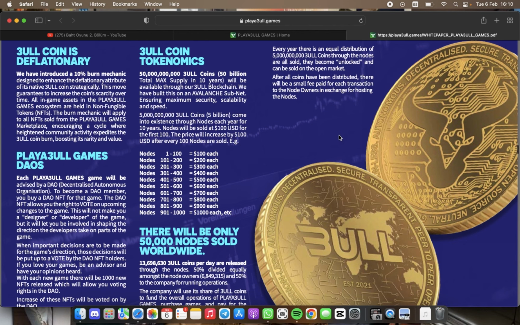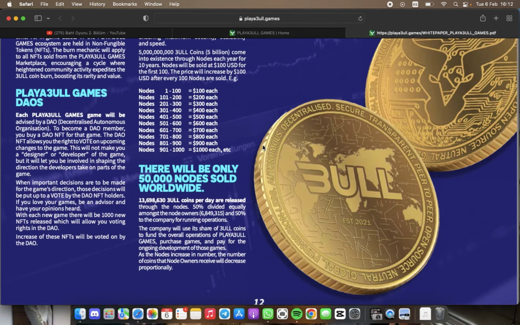Okay, for tokenomics, as you see, this is the big number, 15 billion total max Playa in 10 years will be available for the Playa game blockchain. We have built this on an Avalanche subnet. Each year for 10 years, nodes will be sold at $100 USD for the first 100. The nodes will not make you a designer or developer of the game, but you will be involved in shaping the direction the developer takes on part of the game.